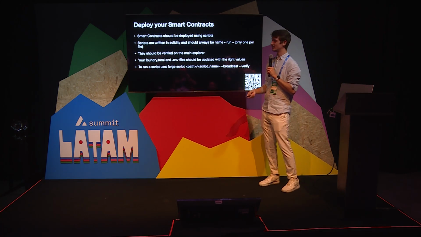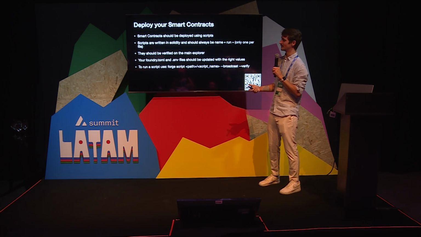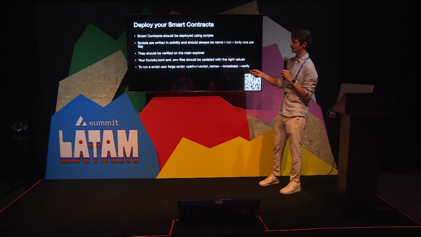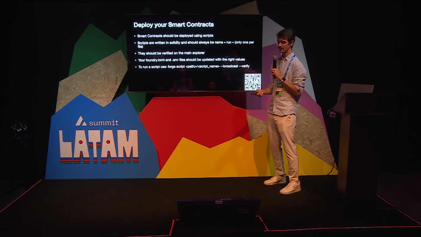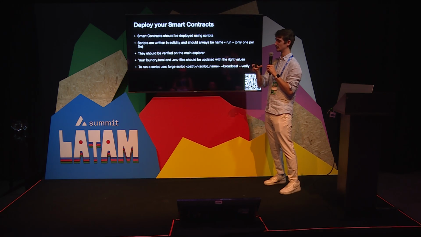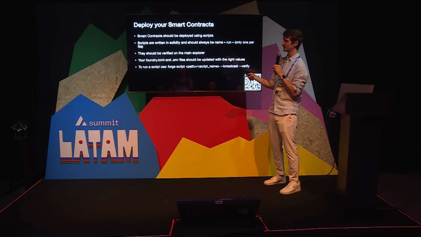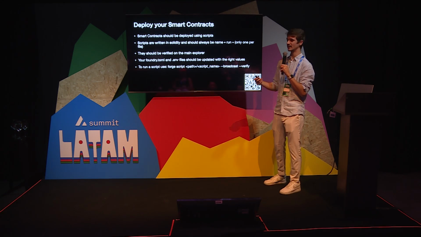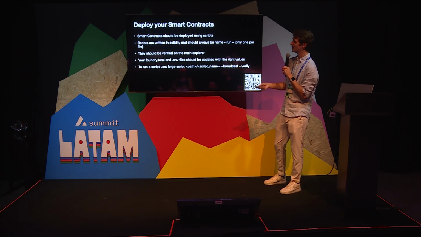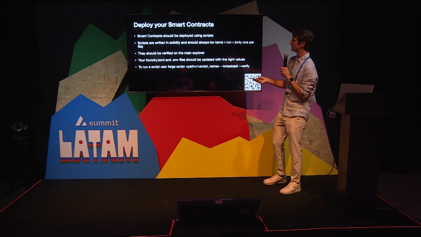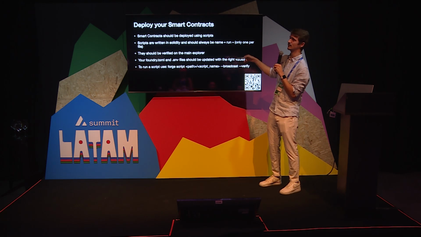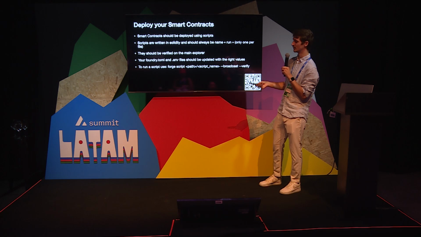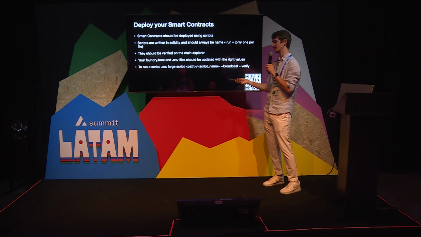Then when your contract is tested and you make sure that everything is fine, you need to deploy your smart contract. They should always be deployed using scripts. It's way safer because you can deploy a bunch of them simultaneously and actually test that the deployment was successful and that it was as expected. The scripts are also written in Solidity, and they should always be named run. And then there is only one per file. So if you want to do multiple deploy scripts, you have to do multiple deploy files.